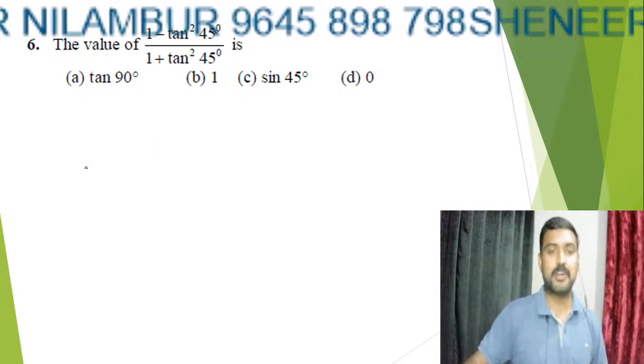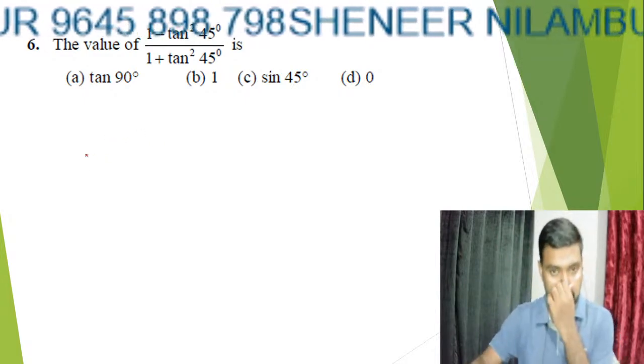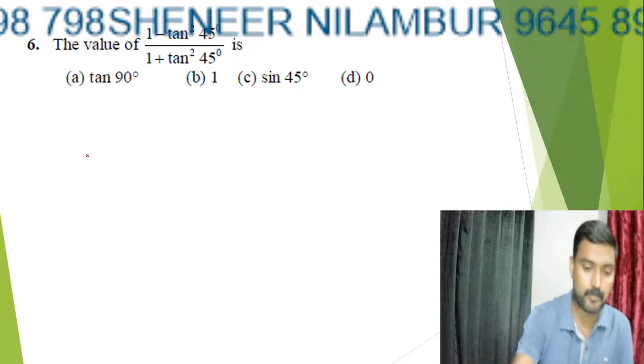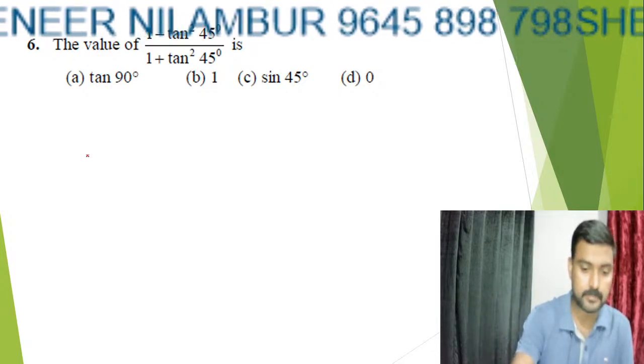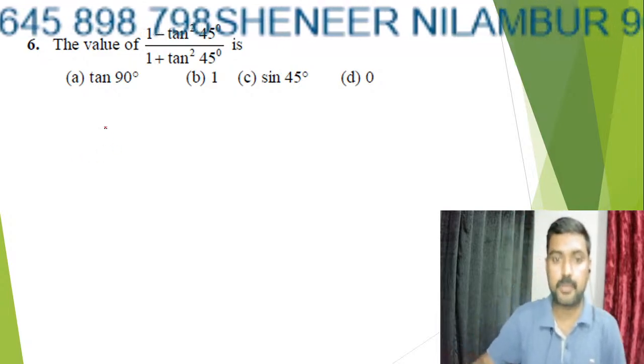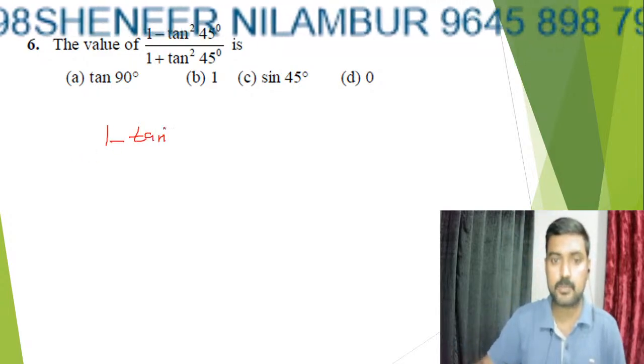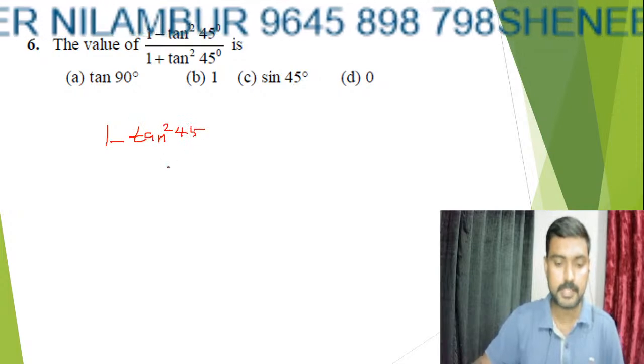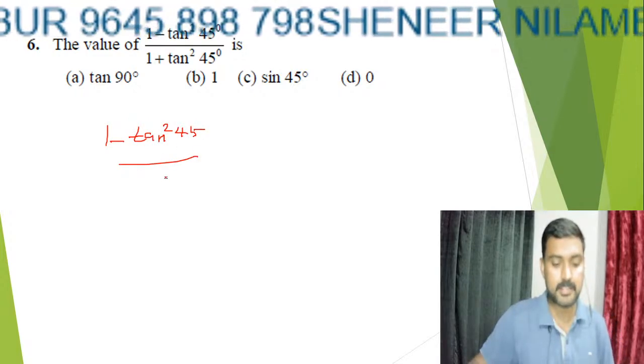So, okay, we are continuing. The question is 1 minus tan square 45, divided by 1 plus tan square 45. Yes. Many have given the answer. Very good.